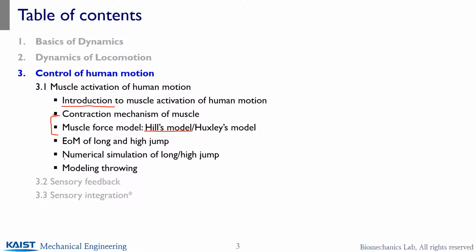Once we can mathematically formulate the muscle forces, the next step is how we can implement them in the equations of motion we have studied up to chapter 2, to describe or understand human motion. Two examples of muscle activation involved models, jumping and throwing, pretty much based on Alexander's paper, are going to be delivered in this chapter.